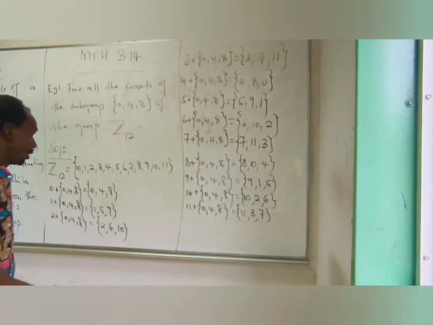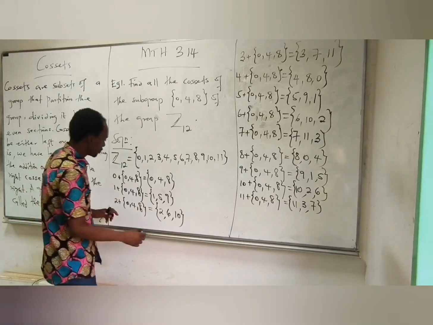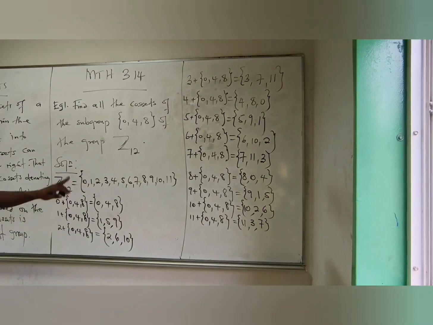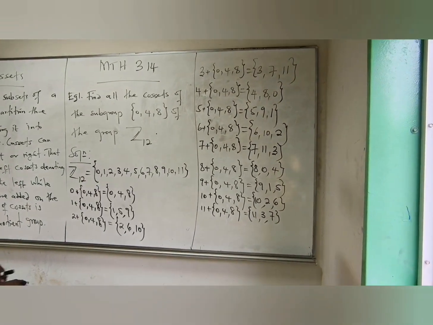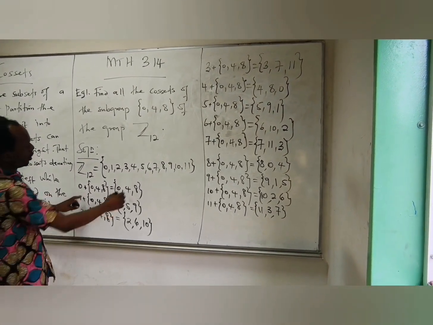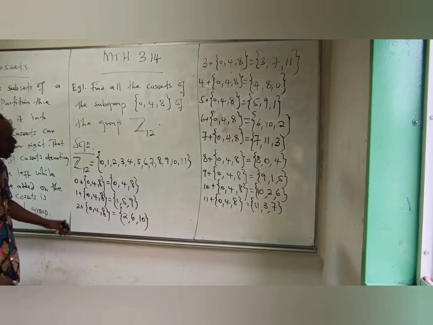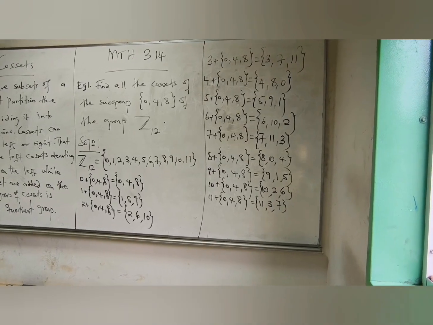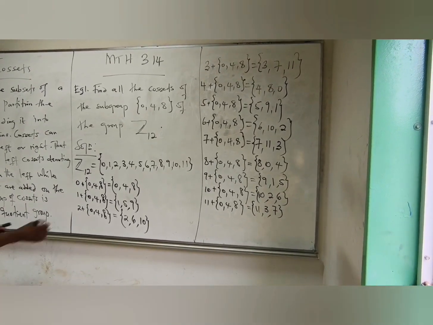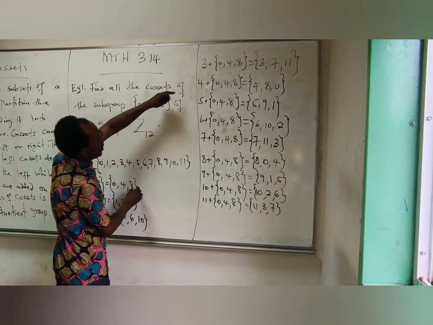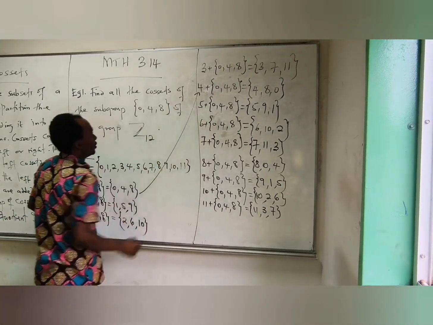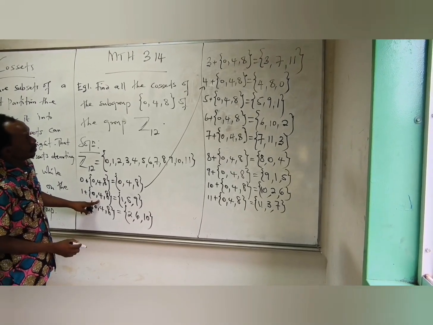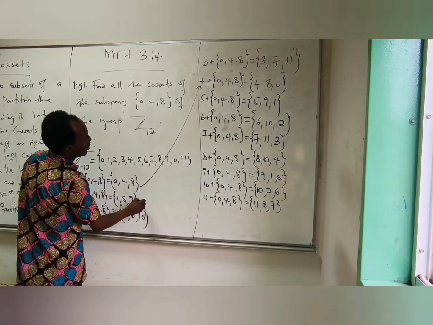So let's write out those that are the same. This one is equal to this one. Yes, and then the 4. 4 plus, 4 plus, and the other side. This one is the same as which one? Yes, and then 8. 8 plus the subgroup. The same as what?